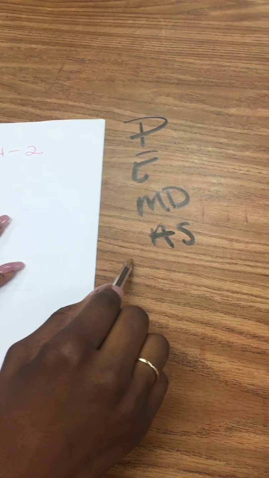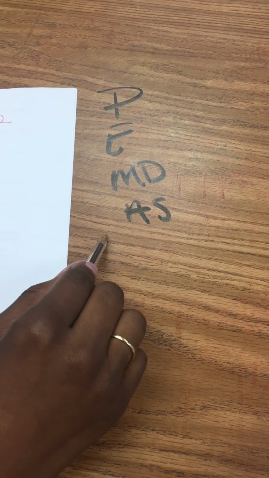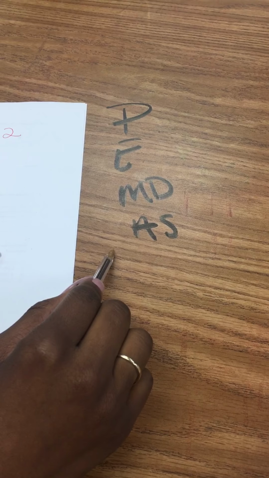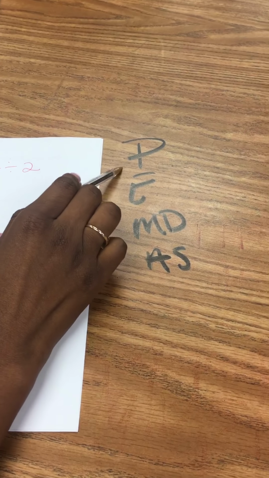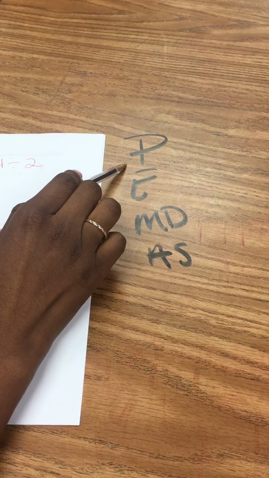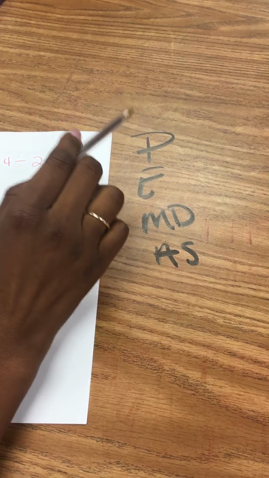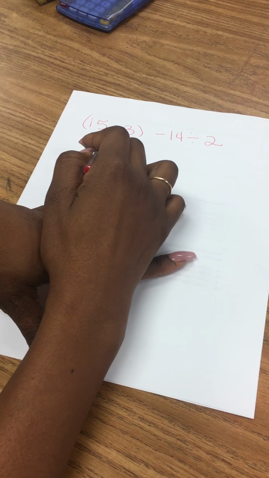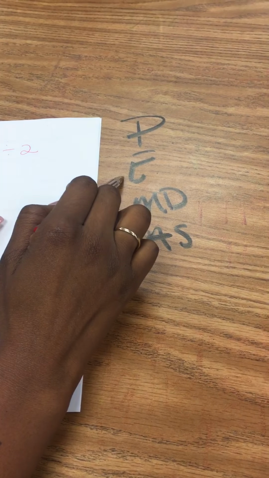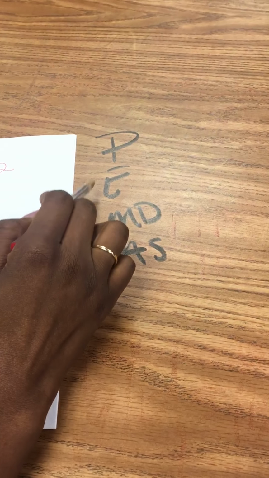And my friends here are going to help me by singing what they stand for. So you ready, guys? P stands for? Parentheses. So we solve our parentheses first. And then next we go to our E. E stands for? Exponents.